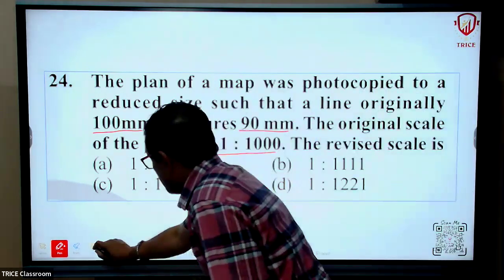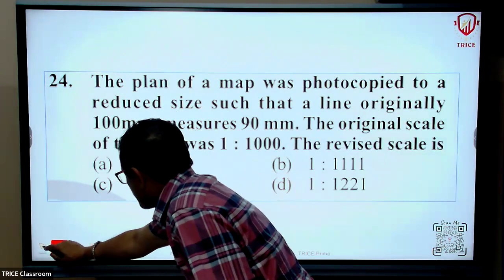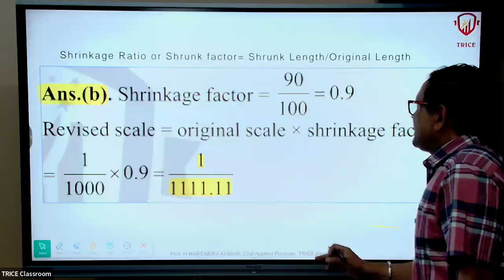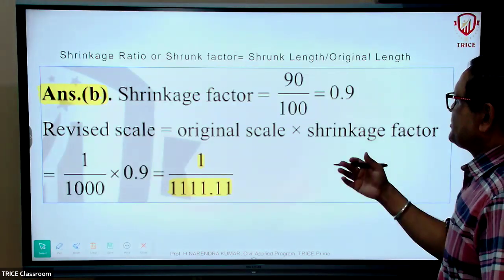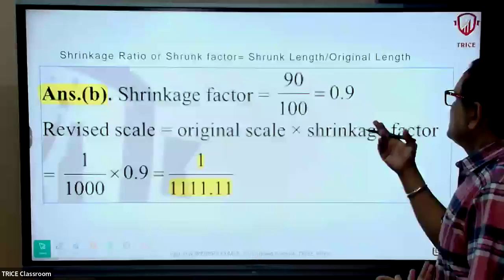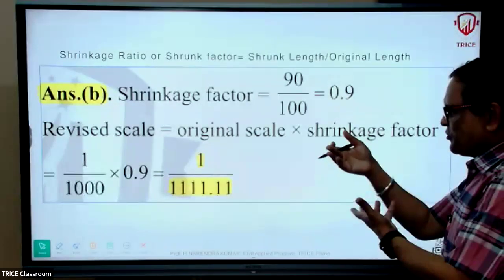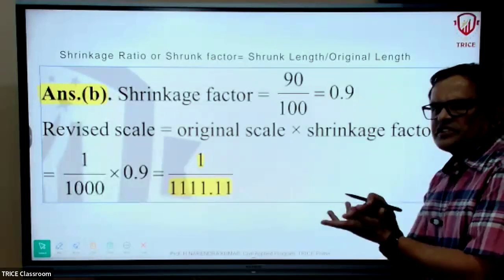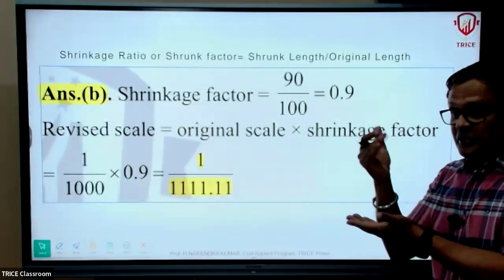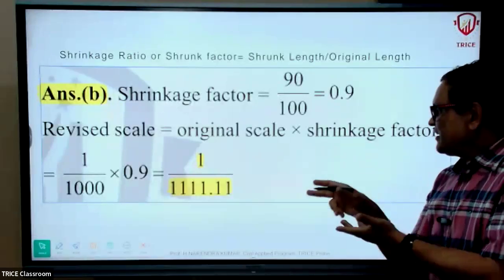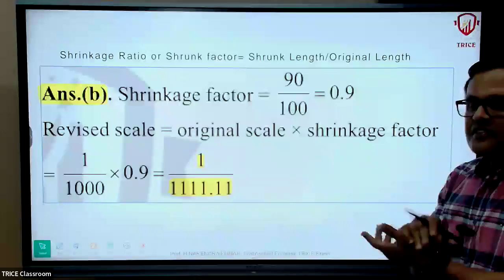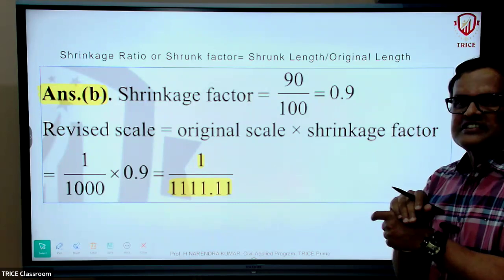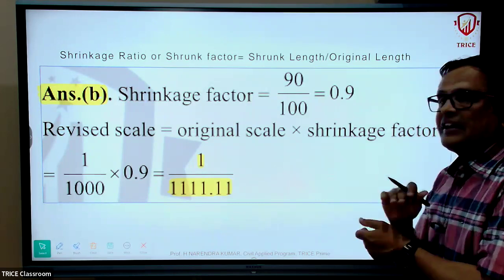So once again, we need to work out the problem using this original scale as well as the shrinkage factor. Shrinkage factor is nothing but shrunk length by original length. While photocopying, they reduce this size. Sometimes we say a 70% reduction, 80% reduction. When you reduce, we need to calculate the revised scale. Otherwise, the measured distances are not correct. I need to apply this revised scale for that.